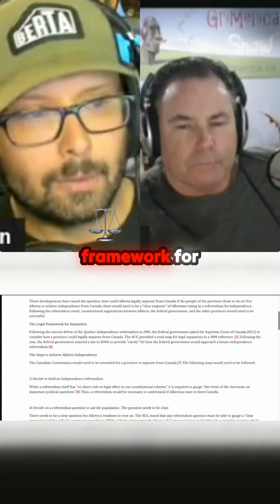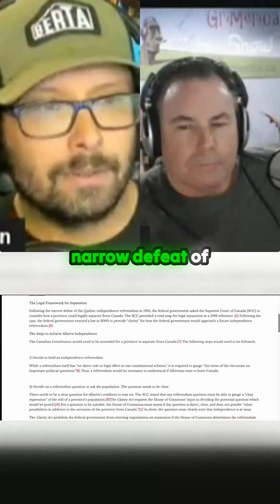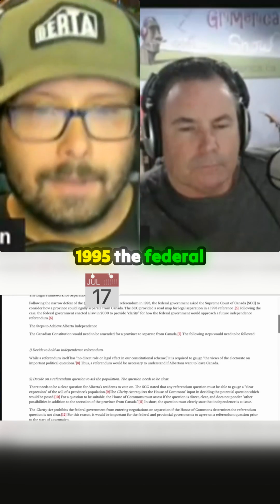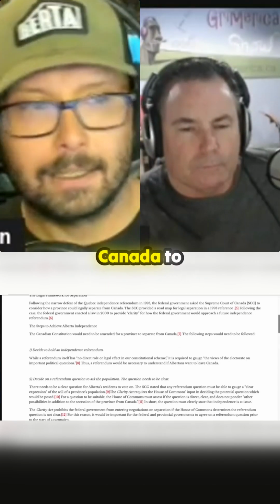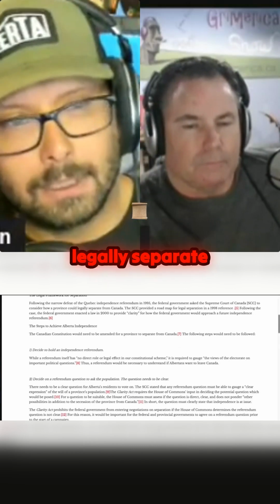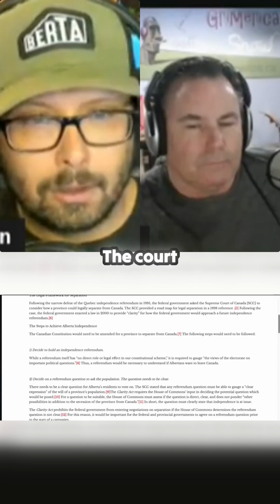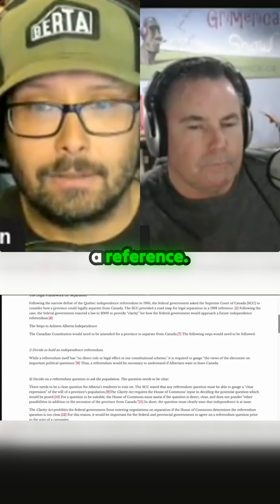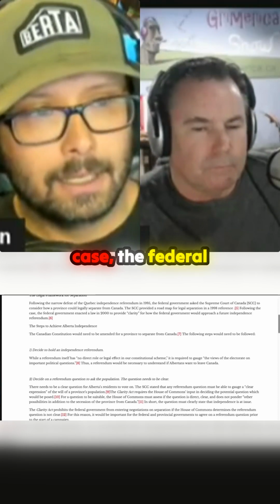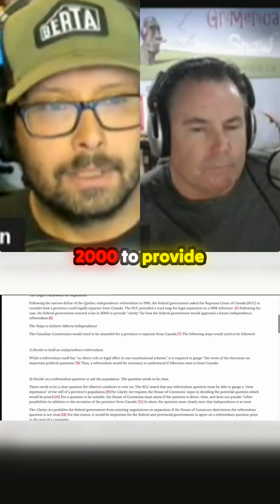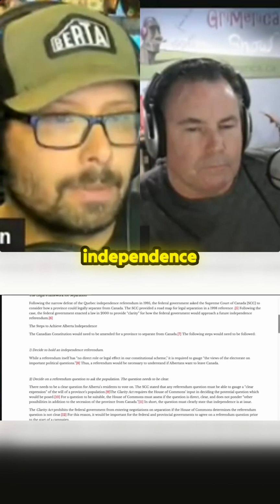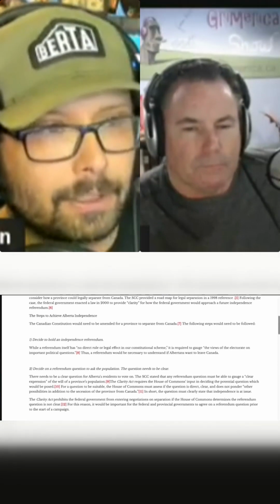The legal framework for separation. Following the narrow defeat of the Quebec independence referendum in 1995, the federal government asked the Supreme Court of Canada to consider how a province could legally separate from Canada. The court provided a roadmap for legal separation in 1998, a reference. Following the case, the federal government enacted a law in 2000 to provide clarity for how the federal government would approach a future independence referendum 25 years ago.